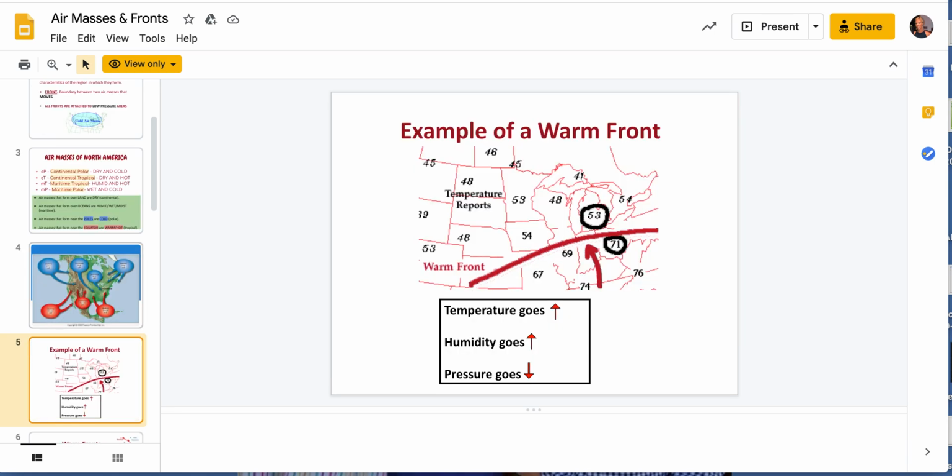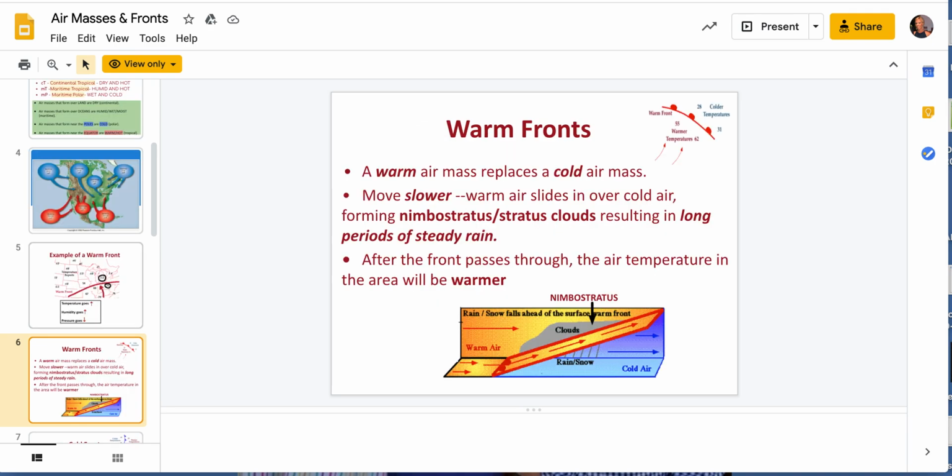Okay, so here's an example of a warm front. So you see that warm front. When you see that on your map, the temperature is going to go up, the humidity is going to go up, the air pressure is going to go down though. Okay, a warm air mass replaces a cold air mass when it's a warm front. So sometimes warm replaces cold, sometimes cold replaces warm. But it's called a warm front when the warm overtakes the cold.